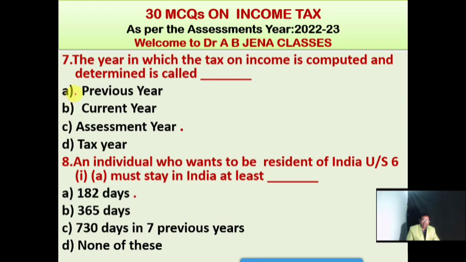So next one. The year in which the tax on income is computed and determined is called: previous year, current year, assessment year, or tax year. So the right option is C, assessment year. Again I am repeating, the year in which the tax on income is computed and determined is called the assessment year. It's very important and vital.